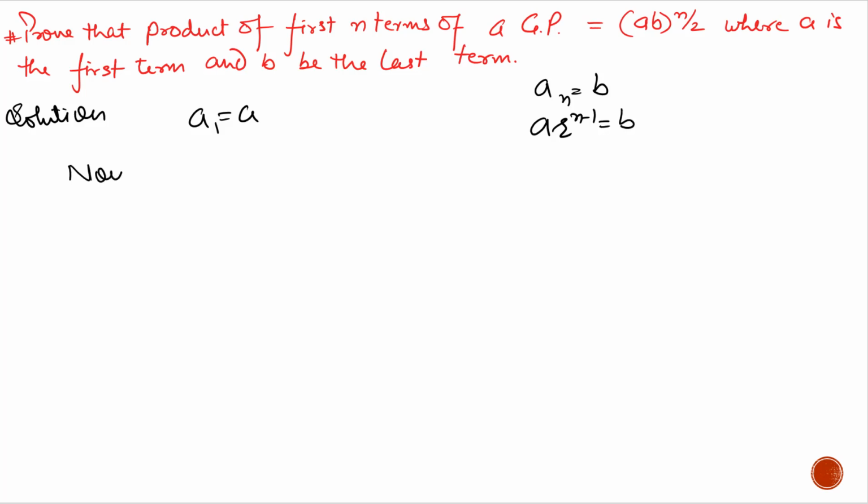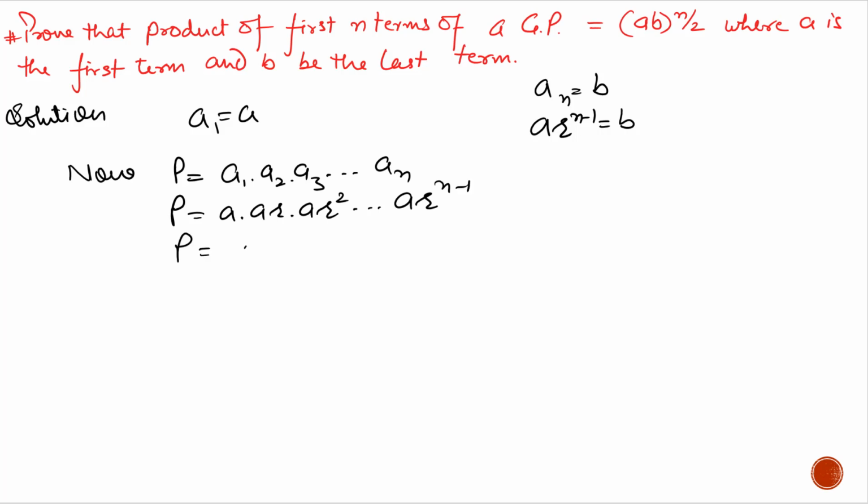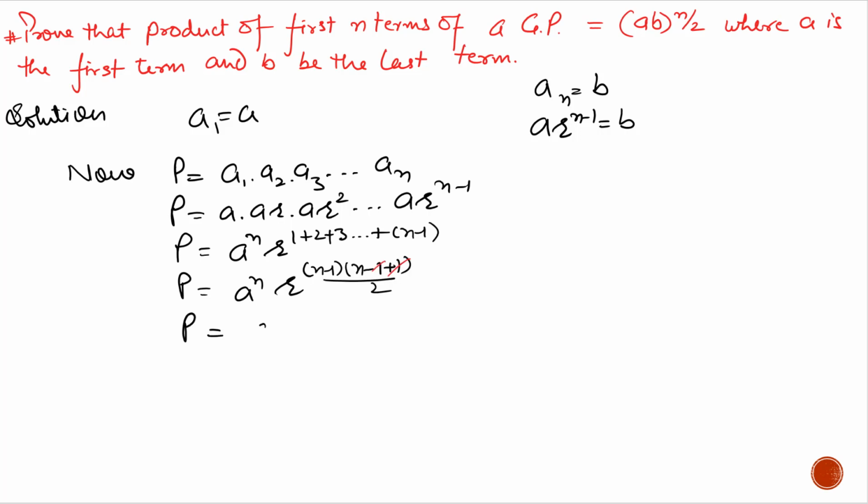Now P denotes the product of first n terms, which equals A1 into A2 into A3 and so on till the nth term. So P equals A into AR square and so on till A R raised to the power n minus 1. So P equals A multiplied n times, so it is A raised to the power n and R raised to the power 1 plus 2 plus 3 till n minus 1. The sum of first n minus 1 natural numbers is (n minus 1) into (n minus 1 plus 1) upon 2.